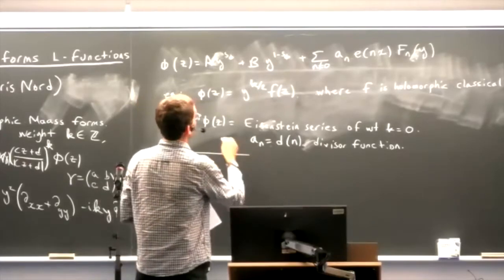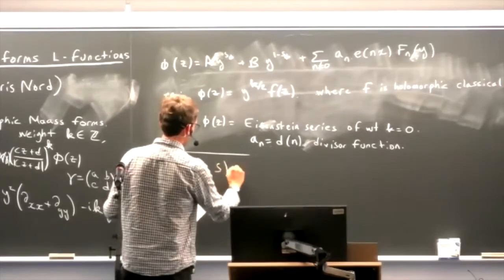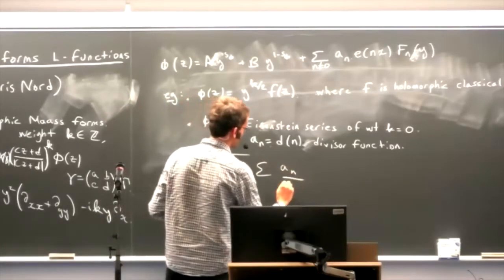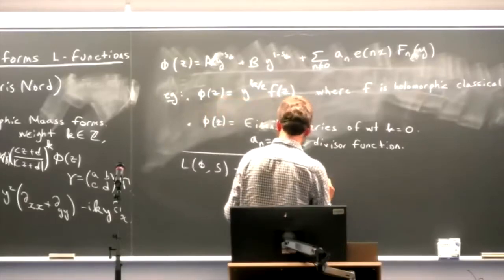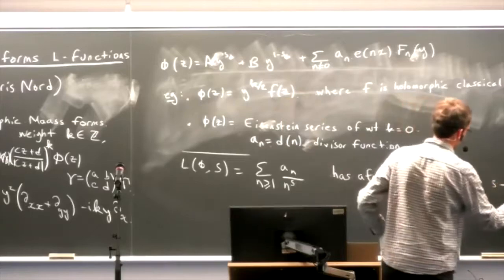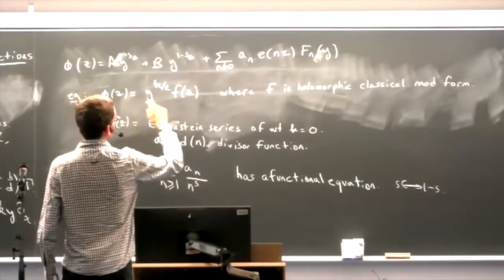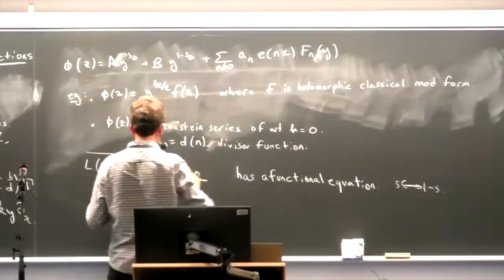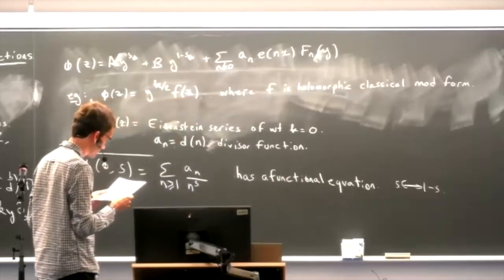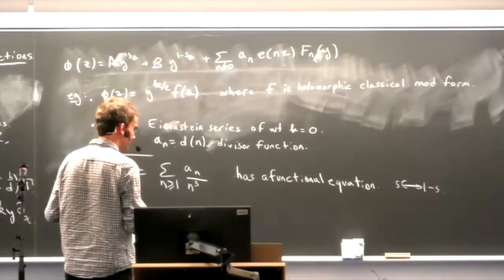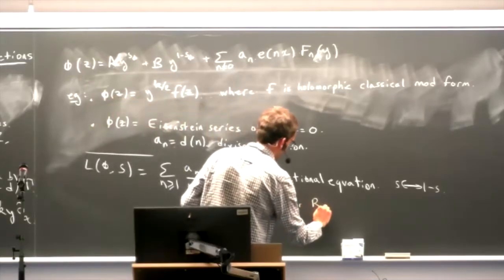From this Fourier series, let's build an L-function by summing all the Fourier coefficients for positive n against n to the s. This has a functional equation, taking s to 1 minus s. I didn't say how I normalize the a_n, but there is a way to normalize it so that the functional equation relates s to 1 minus s, and the series is absolutely convergent for real part of s greater than 1.